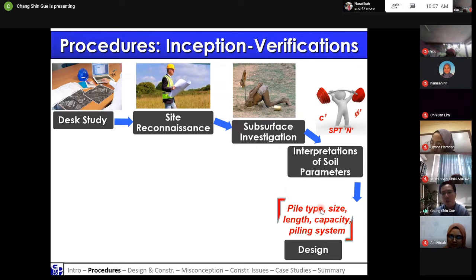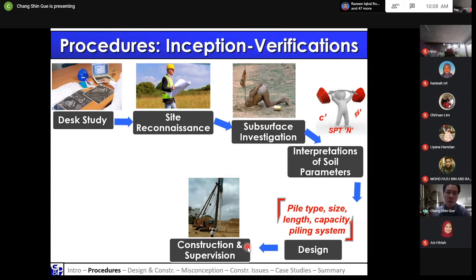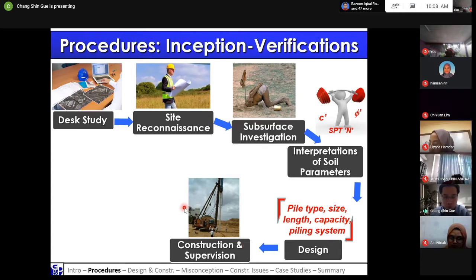So once you've done that, you'll issue your construction drawing and send it for construction. During construction, it's very important to have supervision. I'll explain a bit more that according to Malaysian bylaw, it is required to supervise the construction.